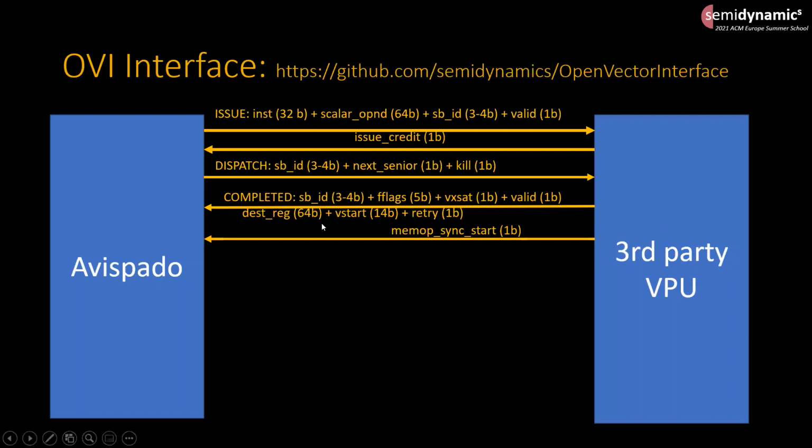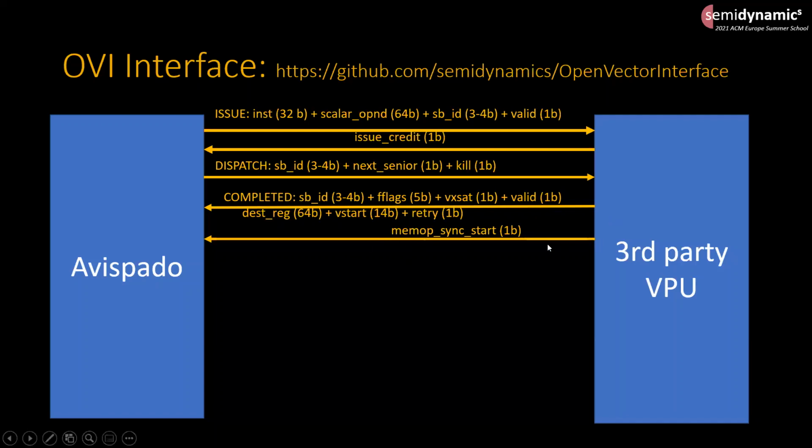Then another very important signal that we need to synchronize is the VPU tells us when it's ready to receive data. So, you know, we send the VPU a vload, and it could be that the vector unit, for whatever reason, maybe for the internal arrangement of the register file, maybe because it's busy, there are many reasons, maybe it's not ready to take the data from the vload. So then this memop sync start is a super important signal that says, the VPU says, okay, I'm ready to start the oldest load that you sent me.